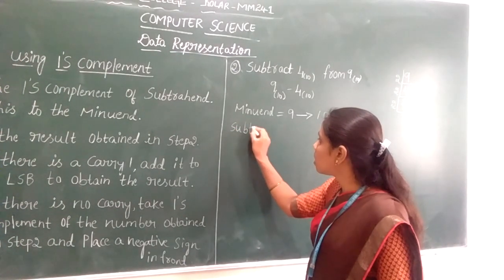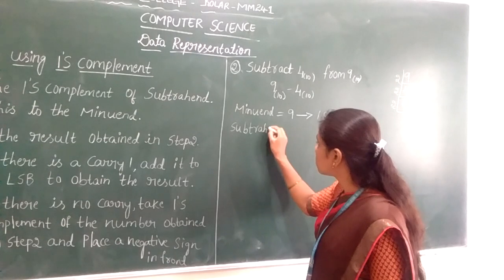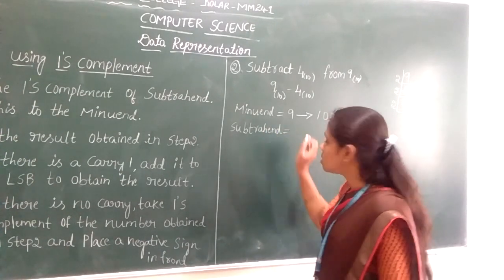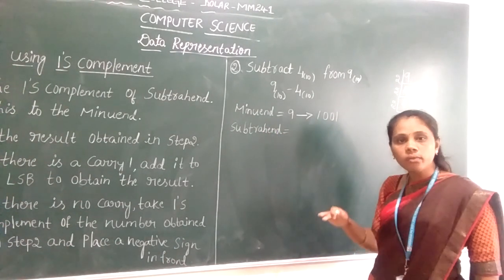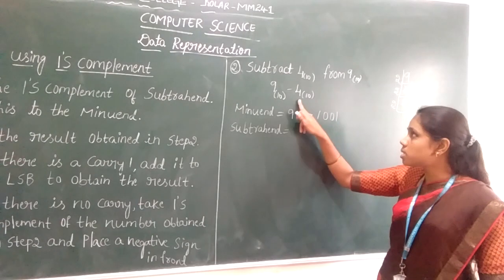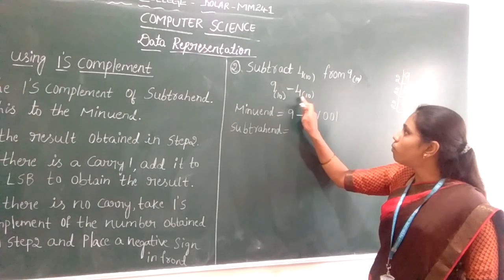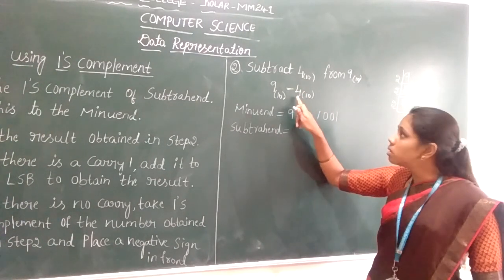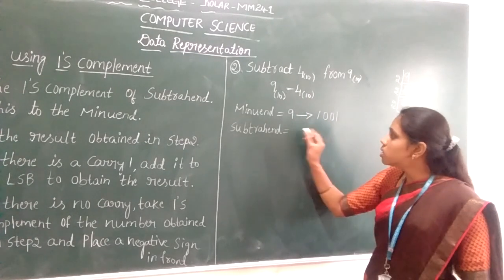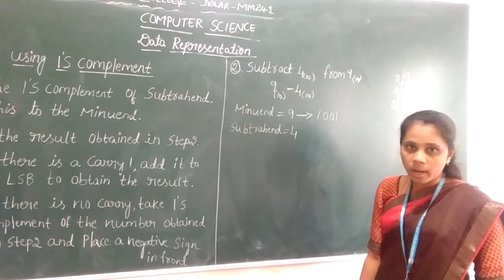The subtrahend here is the number which we are subtracting. Here we are subtracting 4. 4 is subtracted from 9. The number 4 is subtracted, so that will become the subtrahend.